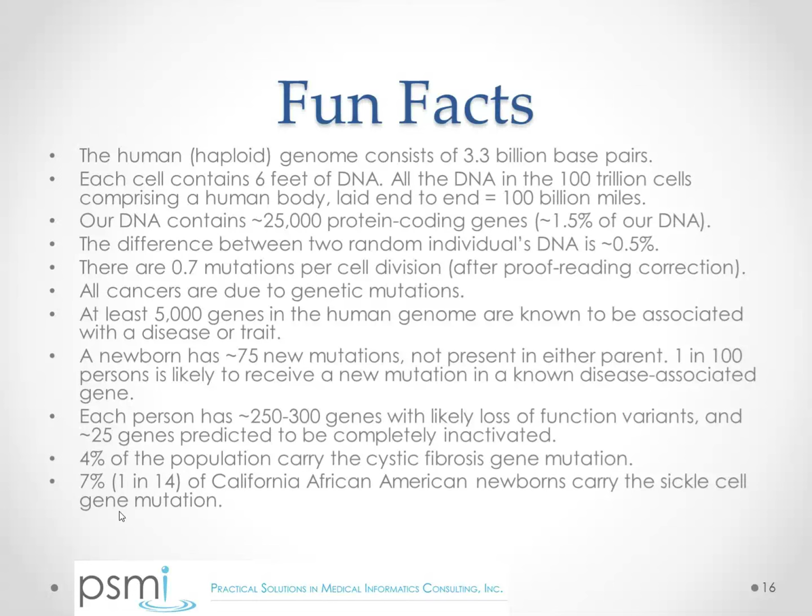4% of the population carry the cystic fibrosis gene, and 7% of California African American newborns carry the sickle cell gene mutation. So 1 in 14. So sickle cell is very common, 1 in 14, and cystic fibrosis is also very common. 4% of the population carry the mutation. Now, as we'll talk about in a little bit, the fact that you carry the mutation just means that you have it in the chromosome that you inherited from Mom, or in the chromosome that you inherited from Dad. And you don't actually manifest the disease until you have the mutation in both sets of genes. So 4% of the population are carriers for cystic fibrosis, but that's not the same as saying what the actual disease prevalence is.